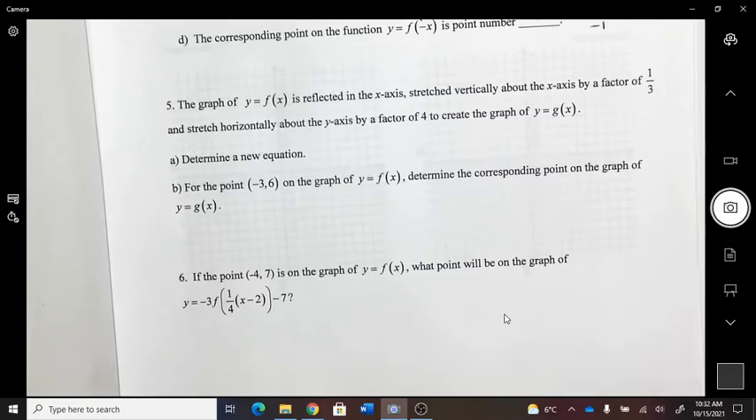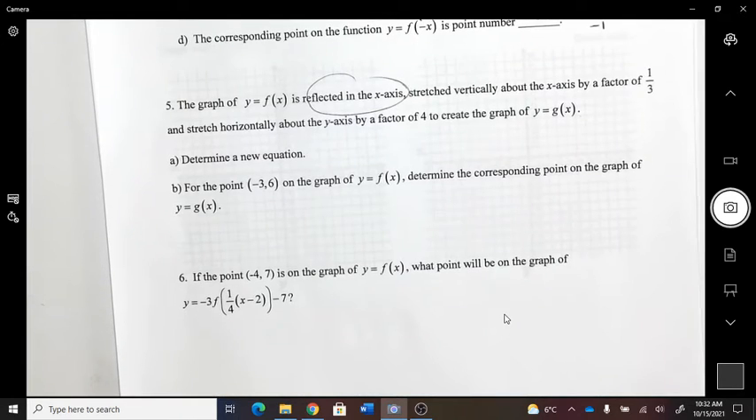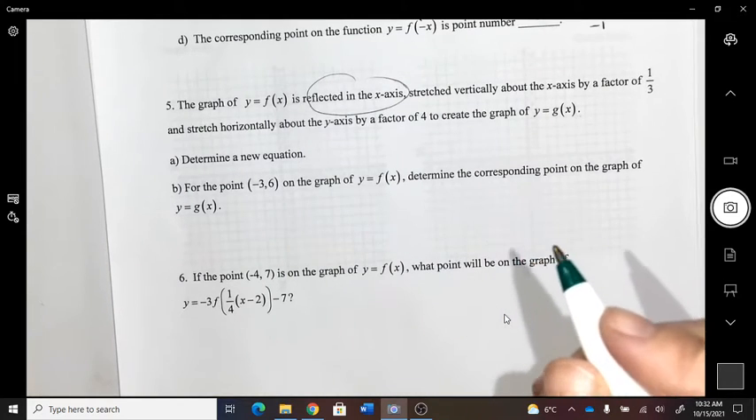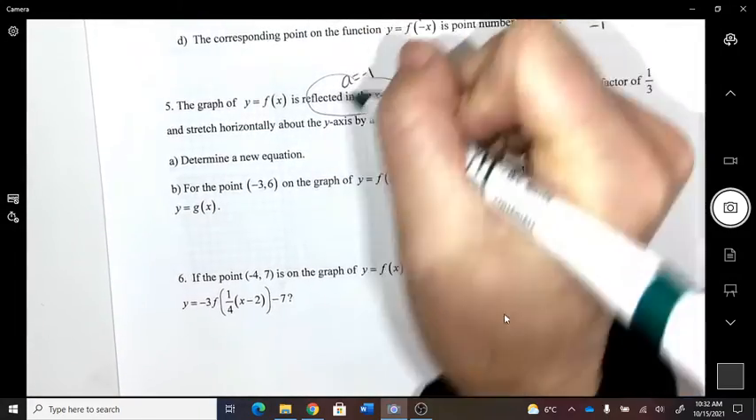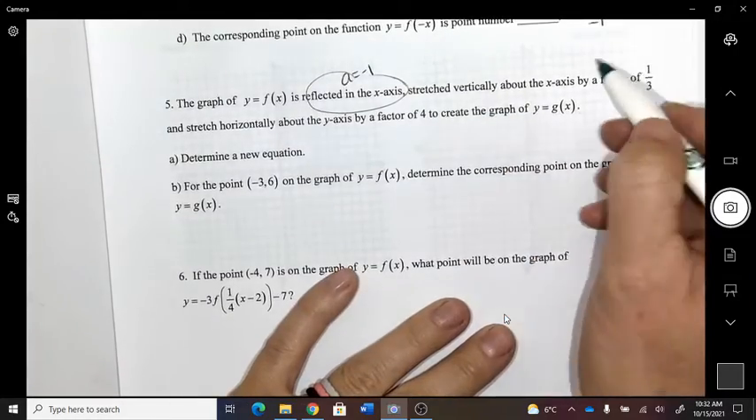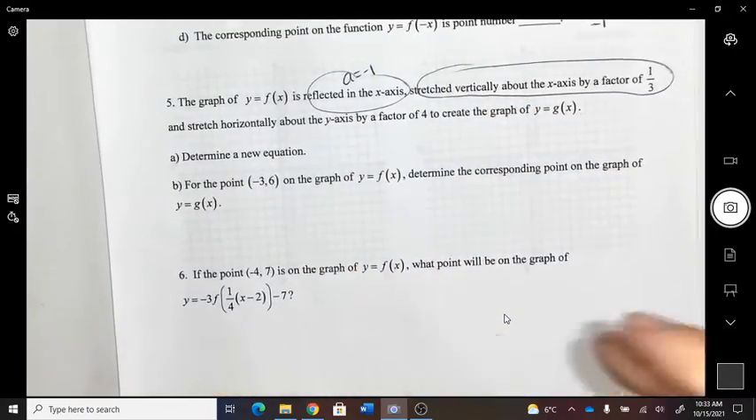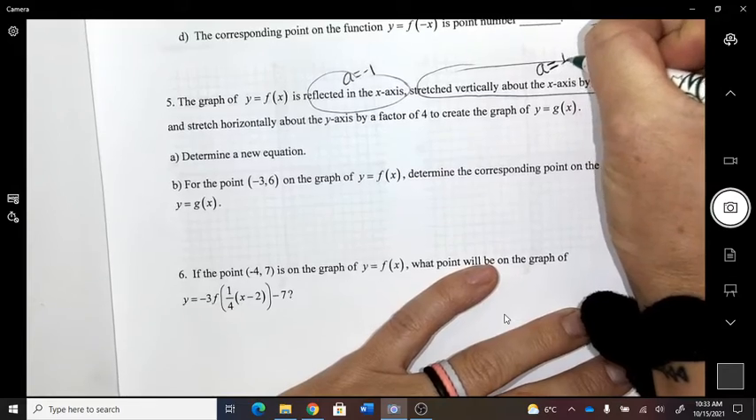Okay, the graph is reflected in the x-axis. What do you know? Reflecting in the x-axis. Something's negative. Which one, the A or the B? If you reflect over the x-axis. Did you pick A? Vertically stretching by 1/3. What do we want there? Vertically stretching by 1/3. So that's an A.